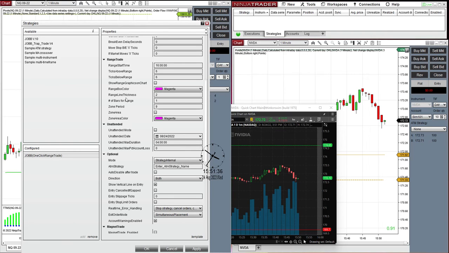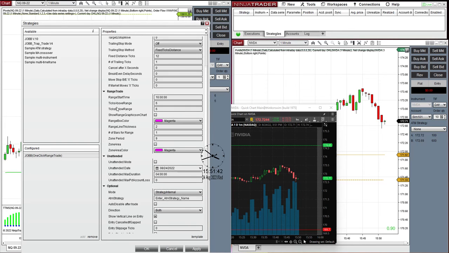So what do we mean by that? Just like we do in the morning for the gold open and the oil open, we're going to have a certain amount of ticks above the range. And with earnings, it's bigger than what we use in the morning. So let's say you have 12 ticks above the range, 12 ticks below. You show the graphics if you want to.